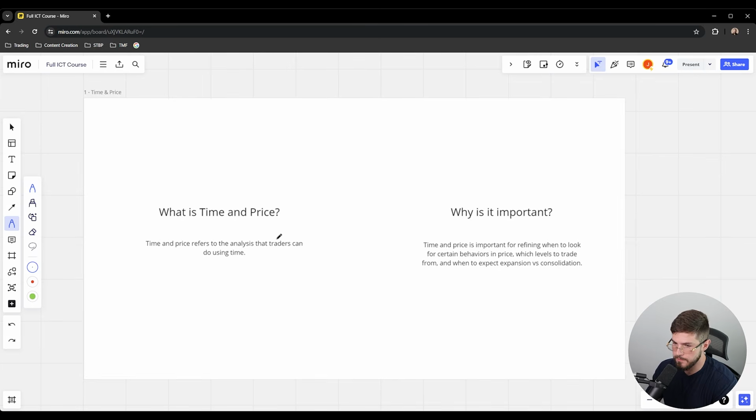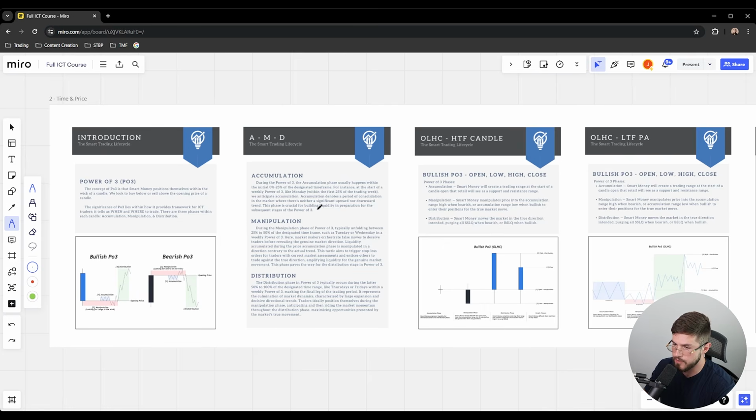So, simply put, time and price just refers to the analysis that traders can do using time. Now, why is this important? Well, again, we're going to be able to figure out when we're looking for certain behaviors in price, which levels to trade from, and when to expect expansion versus consolidation. Pay very close attention because this is extremely important, and we're going to be using this heavily in our putting it all together section, which is going to be the trading plan. So first, you must understand the power of three.